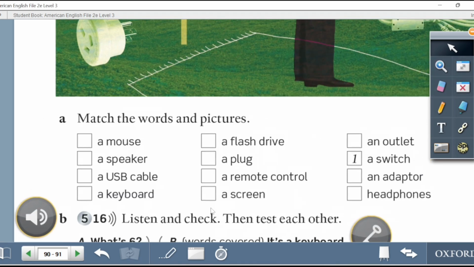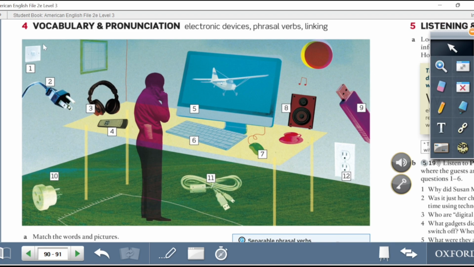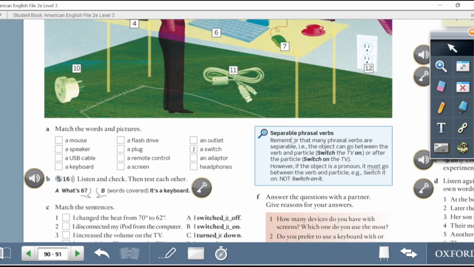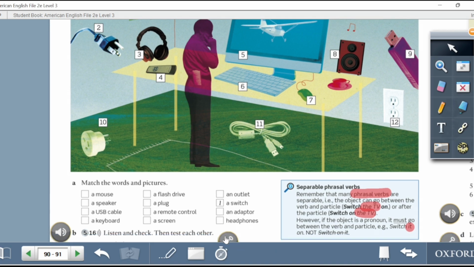اینجا بریم سراغ vocabulary و این عکس هایی که داریم. اول از همه خودتون برای خودتون شماره 1 تا 12 رو بنویسید، ببینید چیا میدونید از اینا و بعد بیاید دوباره گوش بدید. ما اینجا چی داریم؟ a mouse, a speaker, a USB cable, a keyboard, a flash drive, a plug, a remote control, a screen, an outlet, a switch, an adapter و headphones.